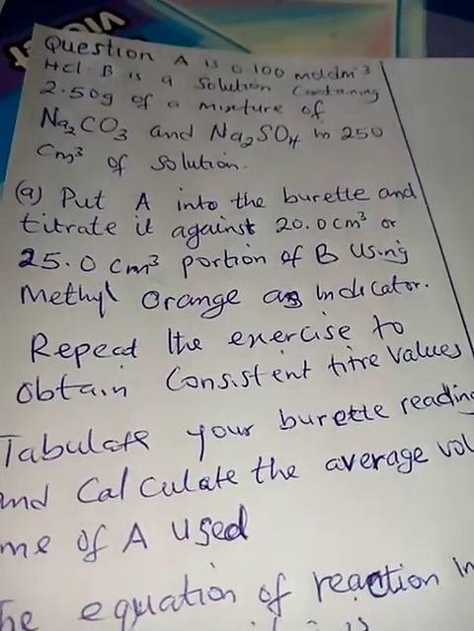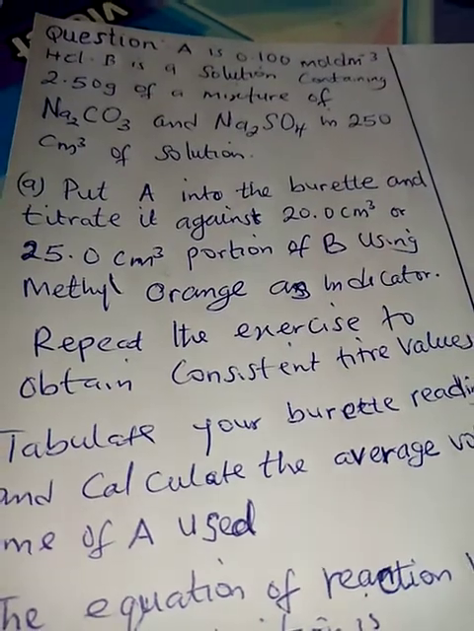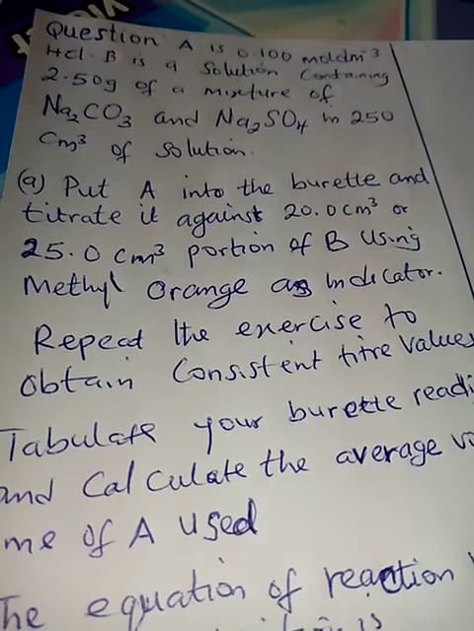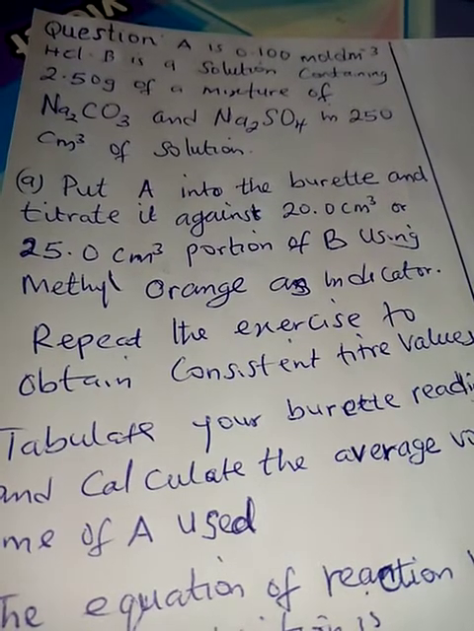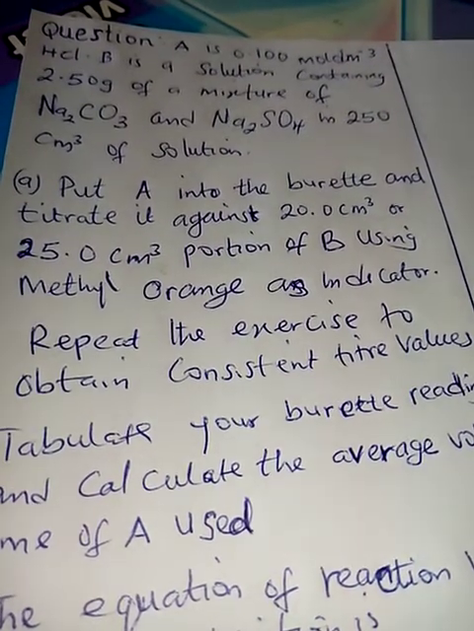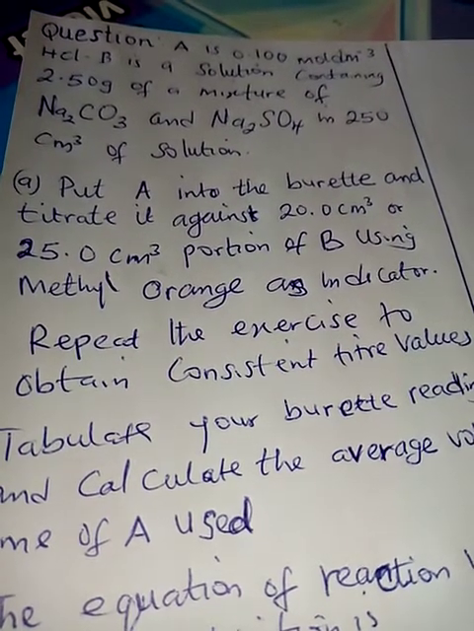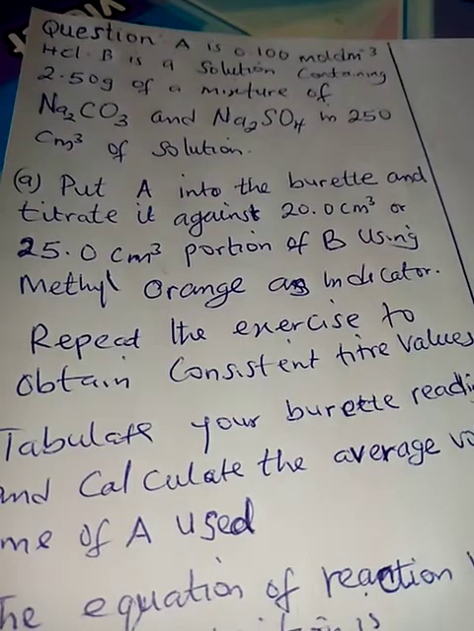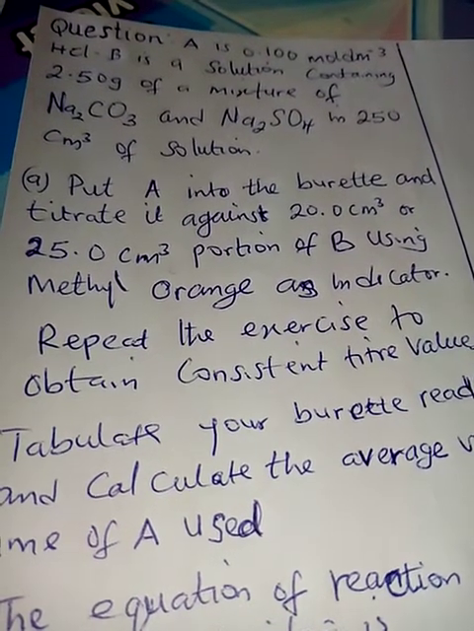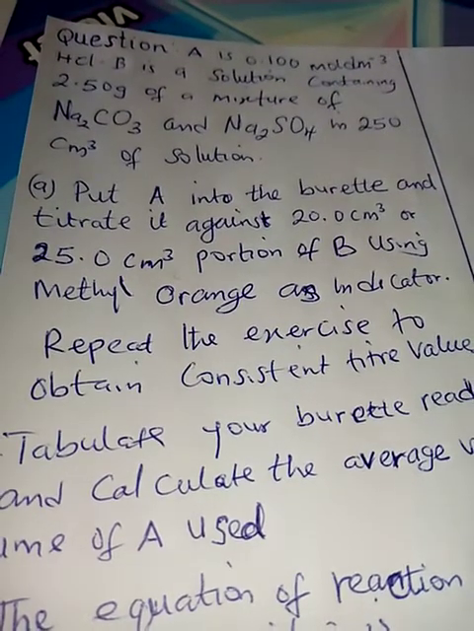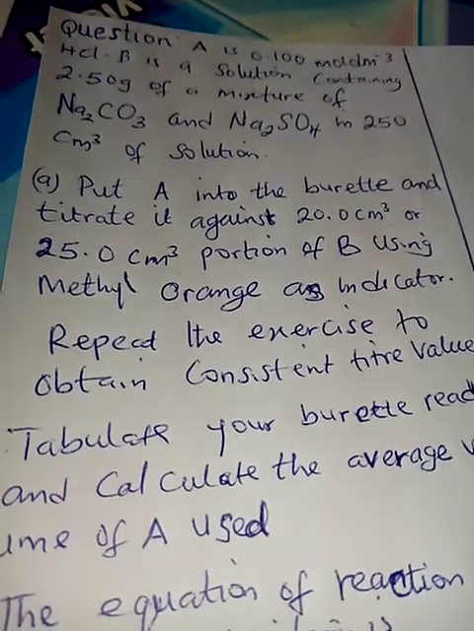Now the procedure is you should put A into the burette. A is the acid, so you put it into the burette and titrate it against 20.0 cm cube or 25.0 cm cube portion of B. B is now the base or the alkaline, using methyl orange as indicator. The reason why we are using methyl orange, like I said earlier, is because methyl orange is used for a strong acid. HCl is a strong acid and Na2CO3 is a weak base.